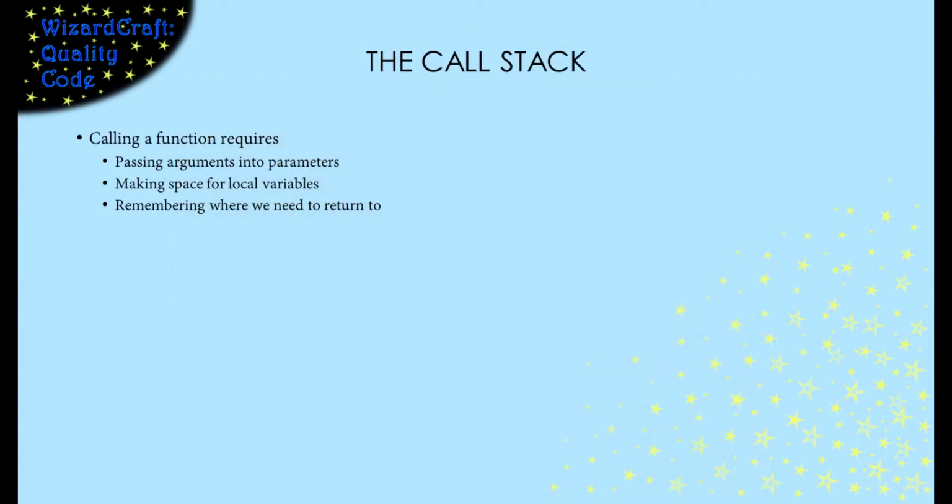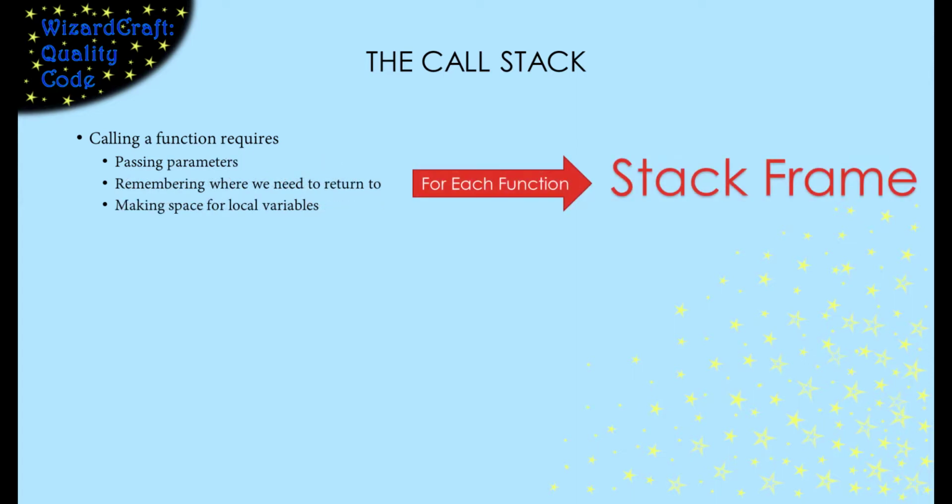When we call a function, the machine needs to pass arguments into any parameters, make space for local variables, and remember where we were when we made the call so that we can return when the function finishes. And it has to do all of that without messing up the data that is used by the calling function. So each function needs its own space. We call the memory space that a function uses its frame. Among other things, that frame holds the function's local variables.